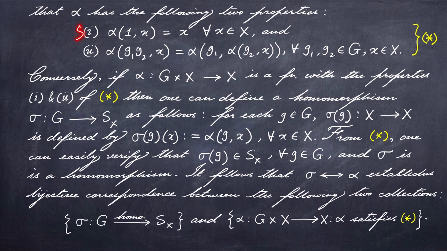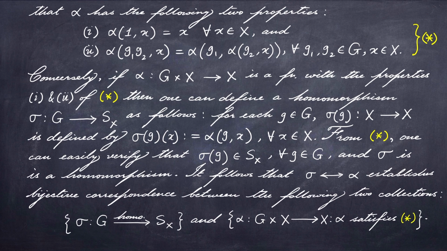Furthermore, again from these two properties, we can easily show that this assignment g goes to sigma g is indeed a homomorphism. So what we have seen is the following: given a homomorphism sigma from G to S_X, we can construct a map alpha from G cross X to X with the two properties listed here. Conversely, if we are given an alpha, a map from G cross X to X with these two properties, then from that we can construct a homomorphism sigma from G to S_X.